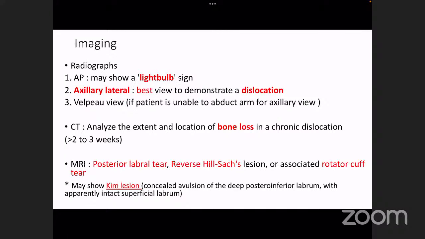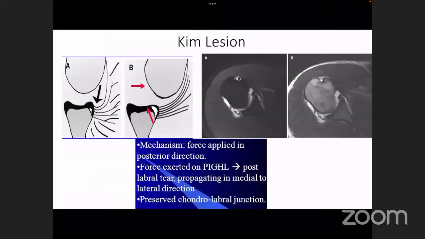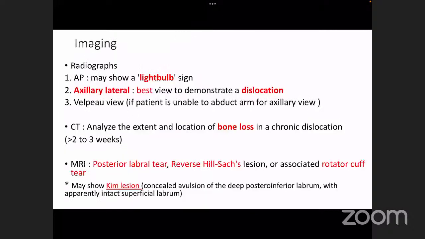Axillary view is very important. Scapular Y view can be performed, but if the patient is unable to abduct the arm, go just for the axillary view. CT scan analyzes the extent and location of bone loss and chronic dislocation, and MRI will evaluate the associated ligament injury. This is an example of the Kim lesion, which is a concealed lesion. I think it just came up 2 years ago in a senior exam.